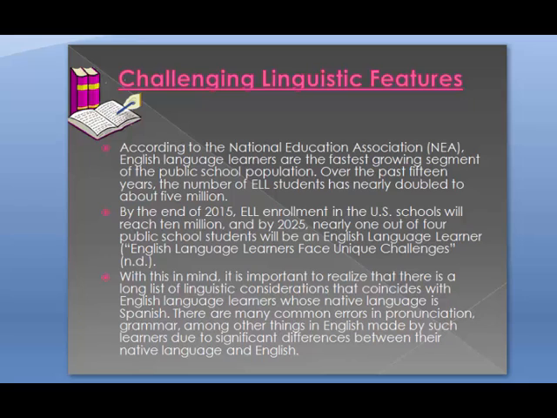With this in mind, it is important to realize that there is a long list of linguistic considerations that coincides with the English language learners whose native language is Spanish. There are many common errors in pronunciation, grammar, among other things in English made by such learners due to significant differences between their native language and English.